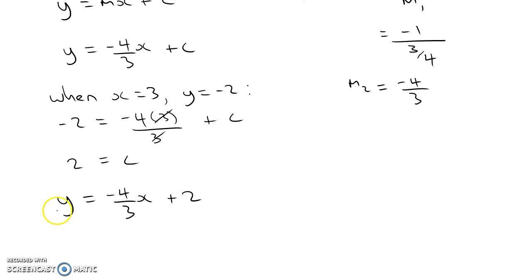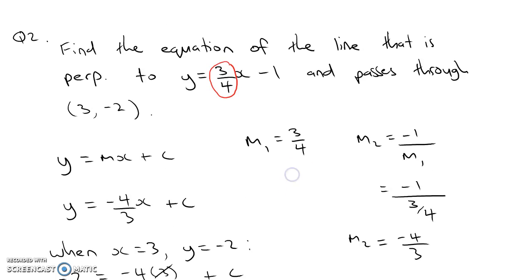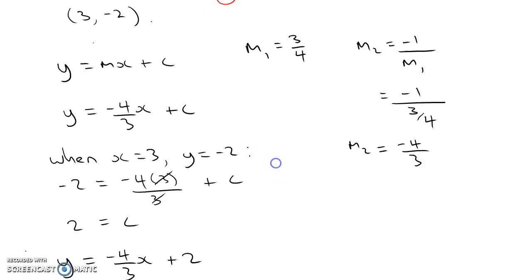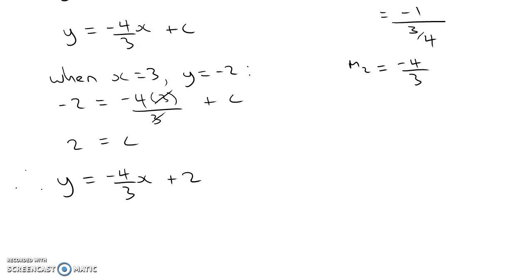So all I've done there is substitute this c equals 2 back into the rule we had with the second gradient. And now this is the equation of the line that is perpendicular to this line here and passing through the point (3, -2). So hopefully that's been a helpful introduction to parallel and perpendicular lines.